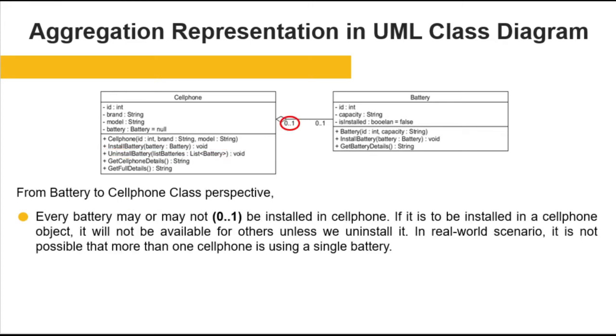Now, from the battery to cell phone class perspective, you will consider this particular multiplicity. Every battery may or may not be installed in a cell phone. If it is installed in a cell phone object, it will not be available for others unless we uninstall it. In the real-world scenario, it is not possible that more than one cell phone object is using a single battery.